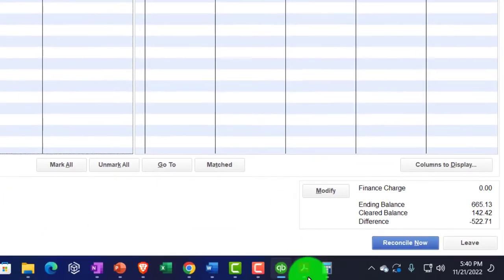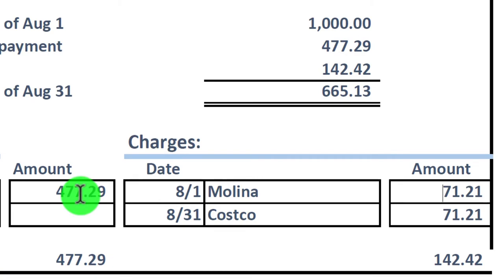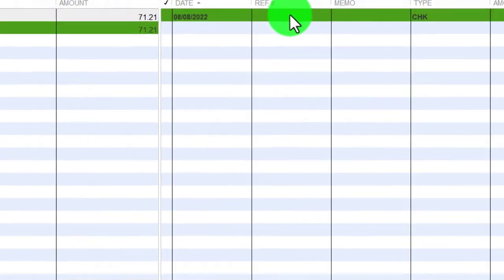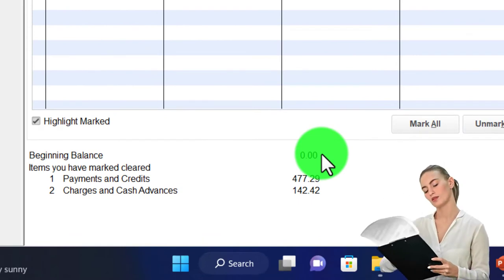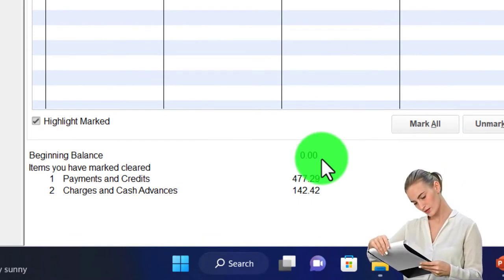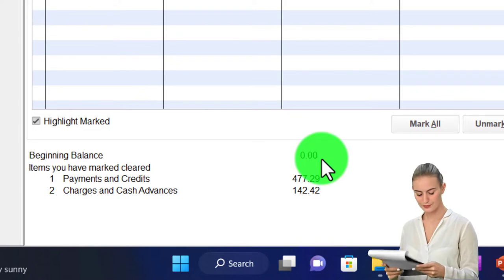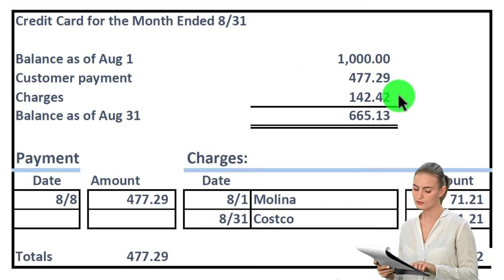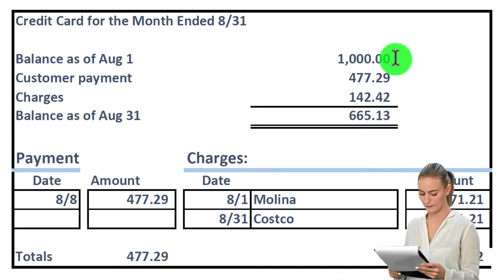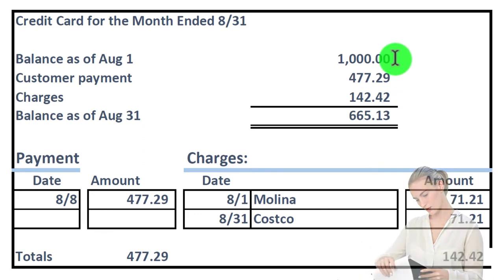And then on the other side, we've got this item. So that's the 47729. That's going to be here. And so now we've got kind of a recap of our bank statement, except that the zero balance up here is wrong. We've got the payments, we've got the charges, which we're seeing here on our mock bank statement. So now I've just got to enter that beginning balance in order to make things work.